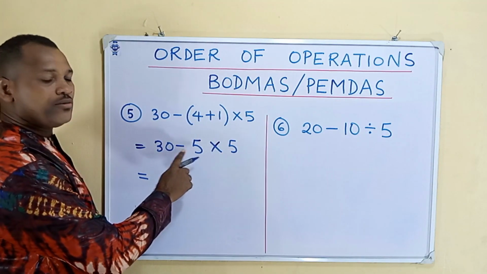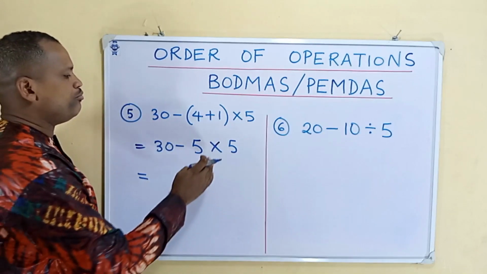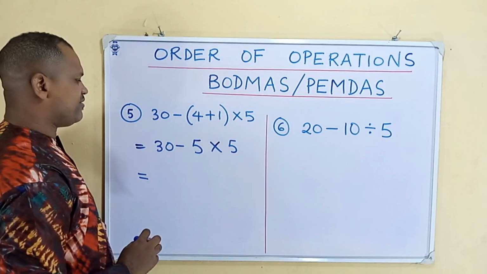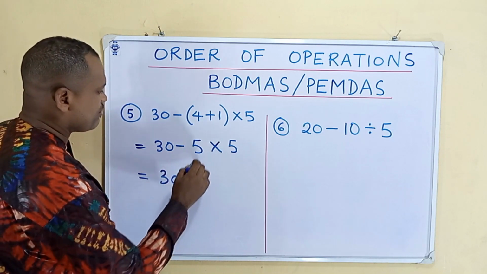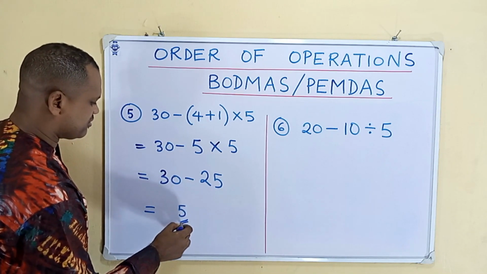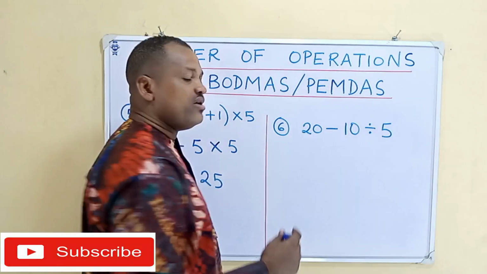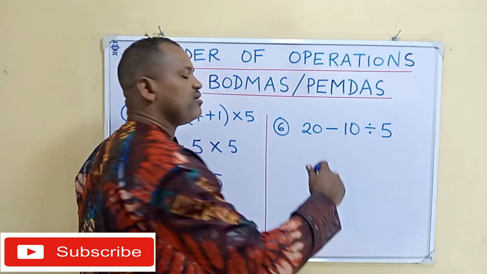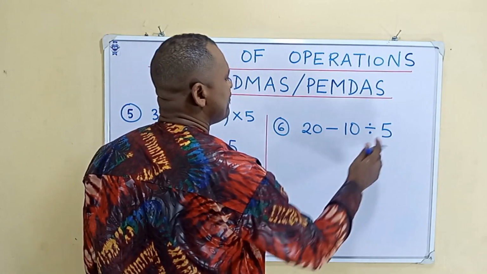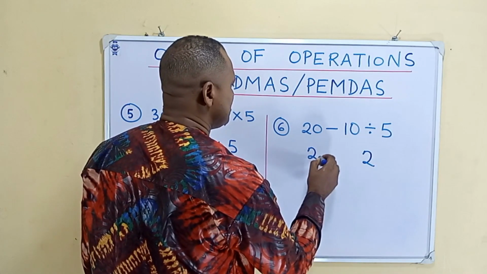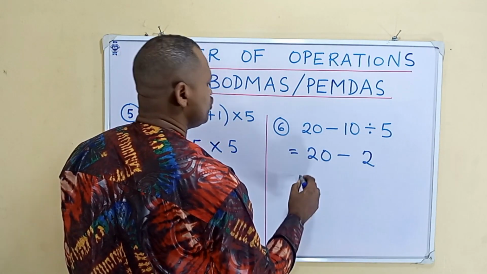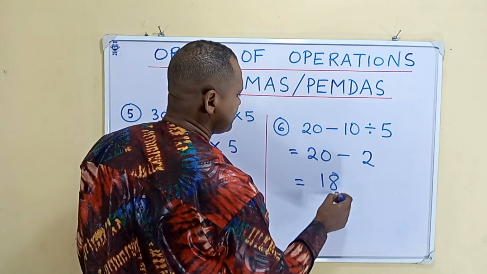This is subtraction, multiplication. In the order of operation, multiplication is higher, comes first. So 5 times 5 is 25. So this is 30 minus 25. And that will give us 5. For this, in the order of operation, division comes before subtraction. So you go ahead and divide first. 10 divided by 5 is 2. So this is 20 minus 2. All of this is 2. So 20 minus 2 will give us 18.